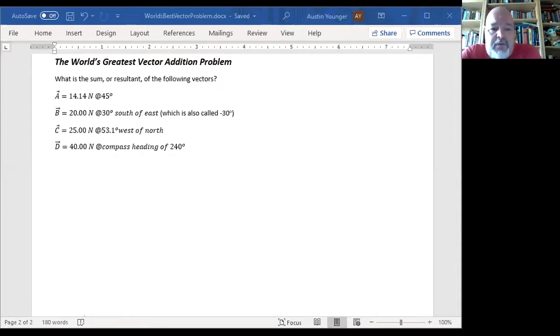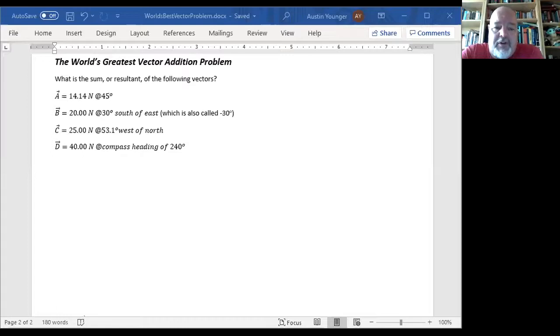The question is, what is the sum or resultant? Two words that mean the same thing in vector addition. What is the sum or resultant of the following vectors? A couple of reasons that I consider this the world's greatest vector addition problem, which obviously is a little bit of hyperbole, is that I'm using all the different types of notation that you could use to specify an actual vector.